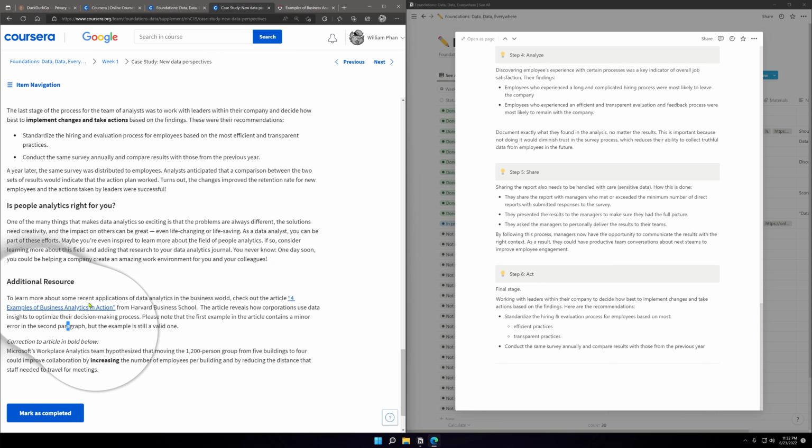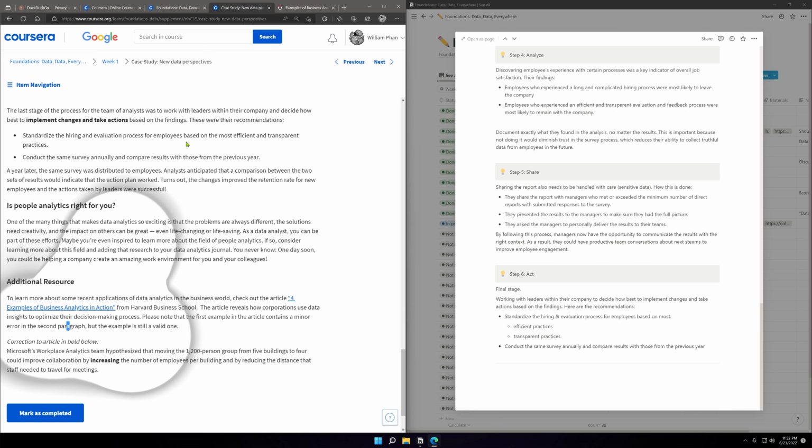More resources to learn about some recent applications of data analytics in the business world. Check out the article from Harvard Business School. The article reveals how corporations use data insights to optimize their decision-making process. Please note that the first example in the article contains a minor error in the second paragraph, but the example is still a valid one.